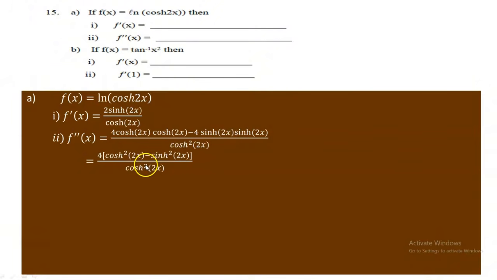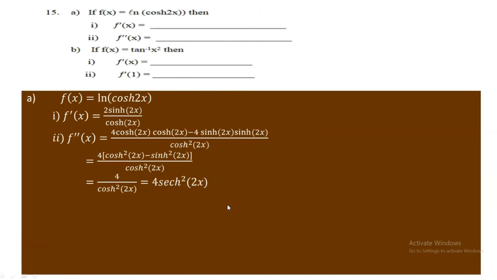Now look, using this property of cosh and sinh, cosh squared 2x minus sinh squared 2x makes 1, right? So 1 times 4 makes 4, so you do have 4 over cosh squared 2x. Basically, dear students, 1 over cosh squared 2x is sech squared 2x, so you are having now 4 times sech squared 2x. So finally, the second derivative of f at x is obtained as you see.